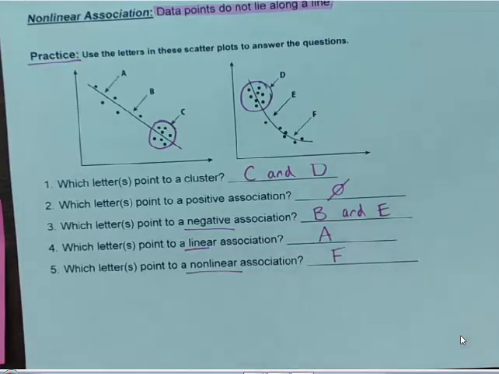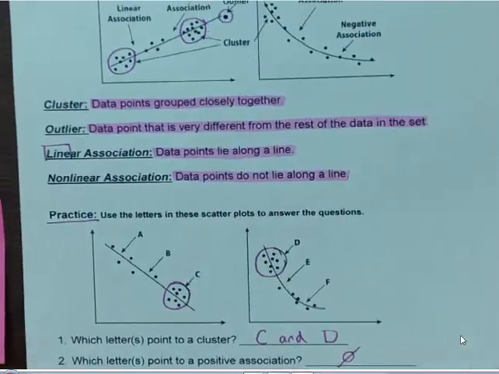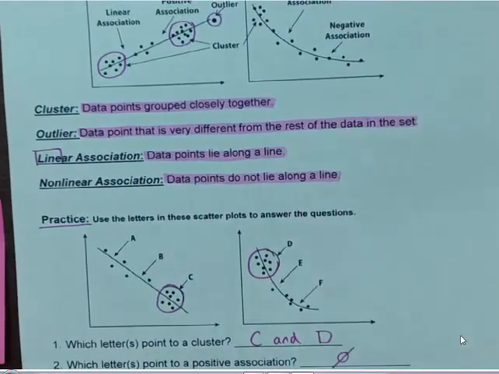Okay, that's all you guys really have to know about scatter plots. There's 3 types of scatter plots: no association, positive association, and negative association. And you're going to have to remember the vocab words of cluster, outlier, linear association, and nonlinear association.